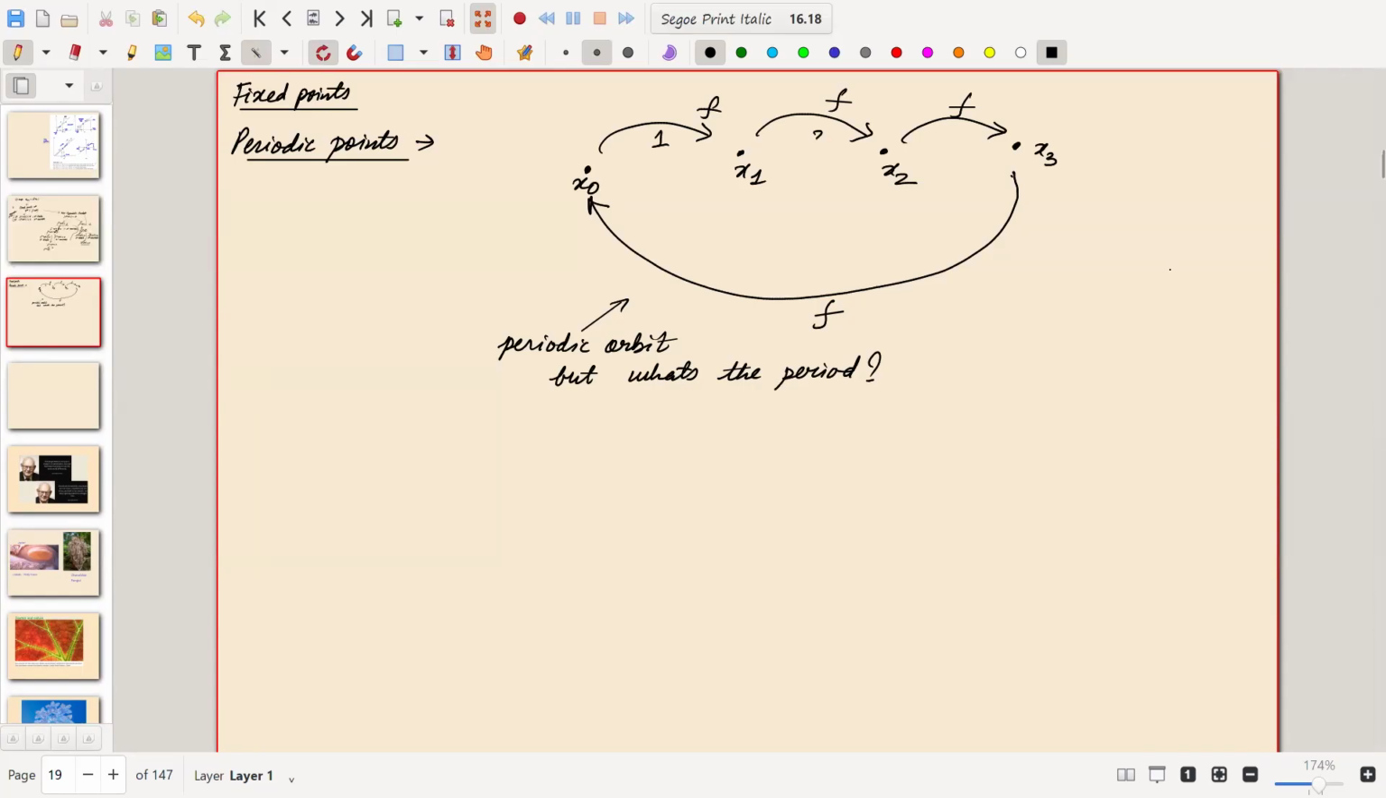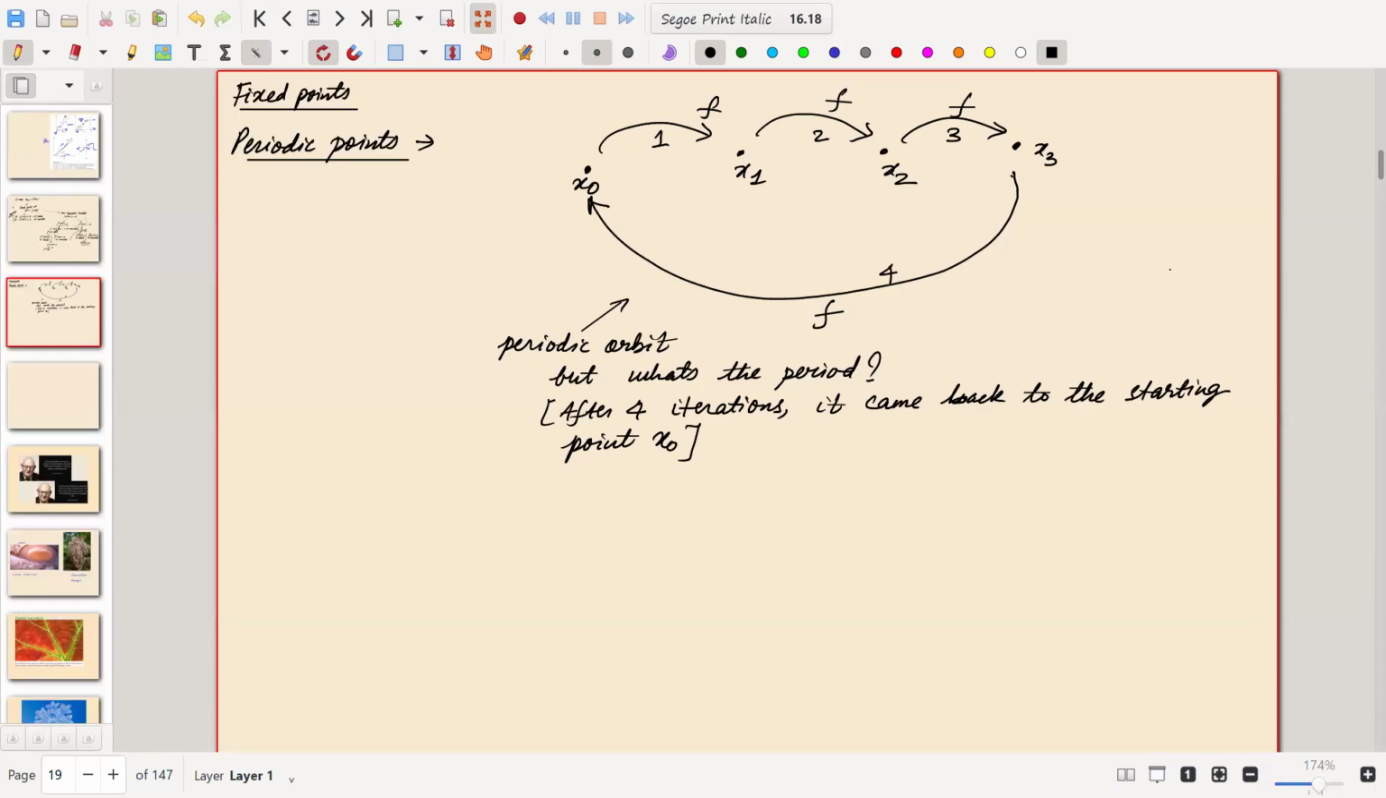One iteration, second iteration, third iteration, fourth. So it's a period 4 point. After 4 iterations, it came back to the starting point x naught. Agree?